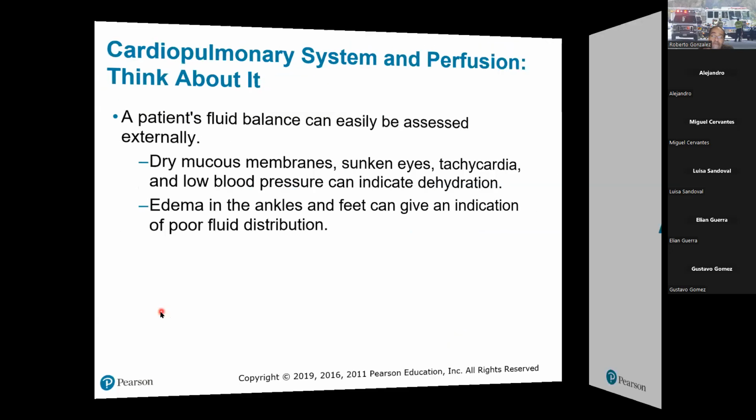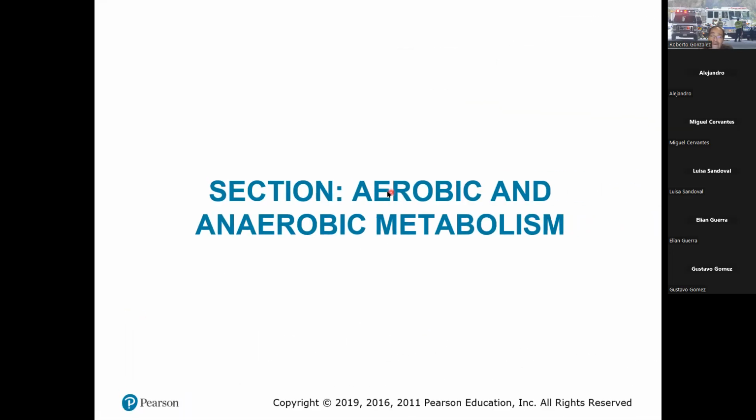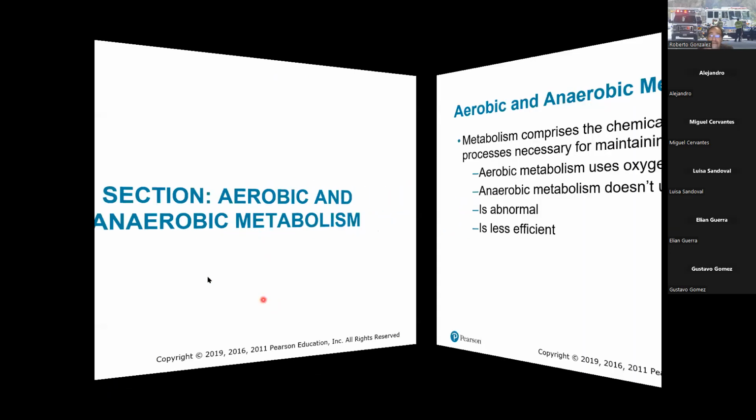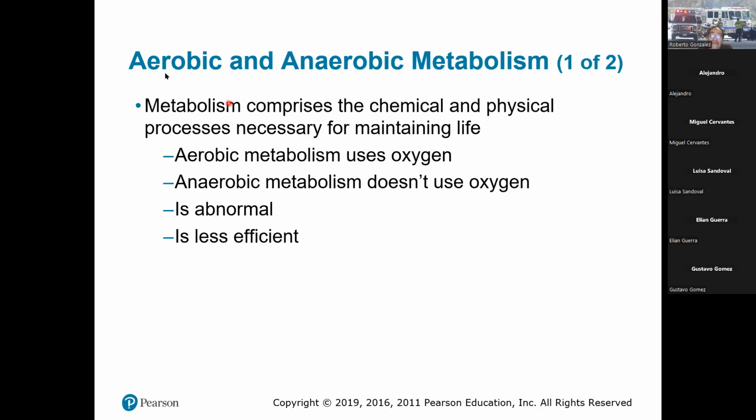Aerobic versus anaerobic metabolism. Now, aerobic means with oxygen, anaerobic means without oxygen. That's why when you start working out, you do aerobic exercises and you utilize oxygen. Metabolism comprises the chemical and physical processes necessary for maintaining life. Aerobic metabolism uses oxygen. Anaerobic metabolism doesn't use oxygen. It's basically abnormal and is less efficient.